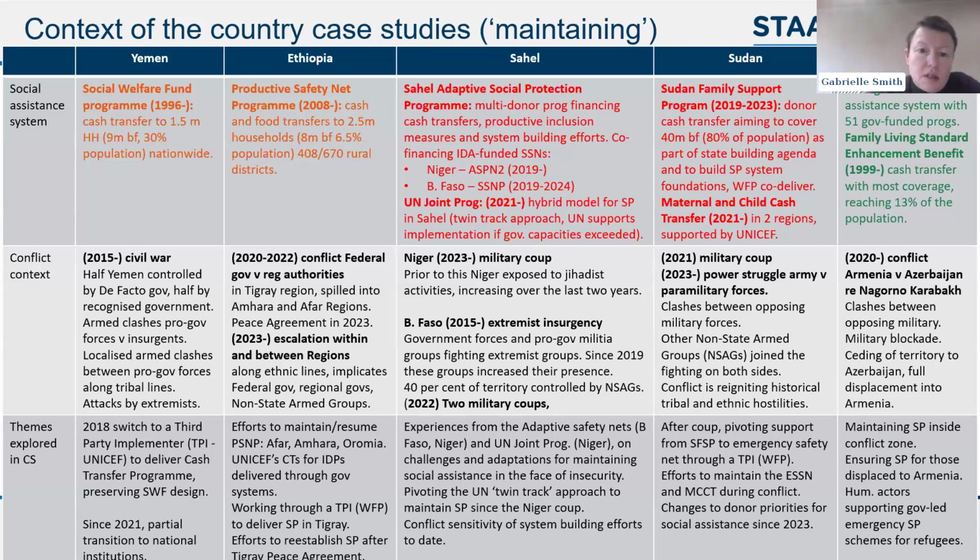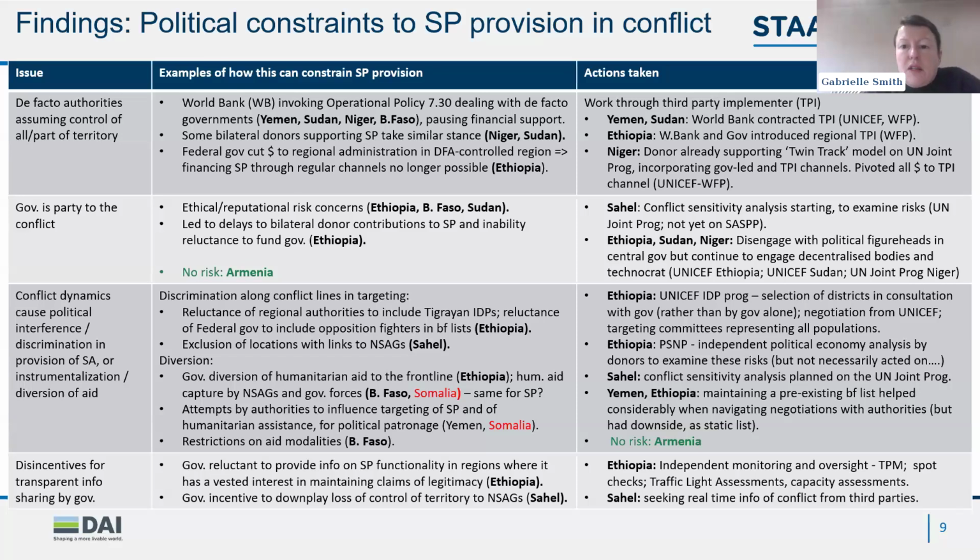So if you can move to the next slide, please. So this table presents the political risks and constraints to maintaining social protection in conflict settings, and also the solutions that are emerging or that have been tried. So in all three countries where de facto authorities claimed control of government, the bank's operational policy 7.30 was activated, and that led to a pausing of social protection and other funds to government. And in Ethiopia, the federal government lost control of a region but remained recognised elsewhere, so bank funding continued, but the government paused budget support to the region, including for social protection. And the solution in all cases has been to contract and finance a third-party implementer, so a UN agency, either UNICEF or WFP in each case, to ensure that assistance could continue to reach people in need.